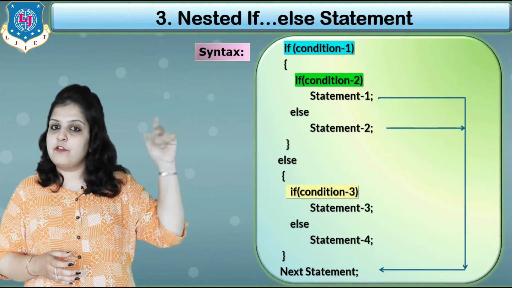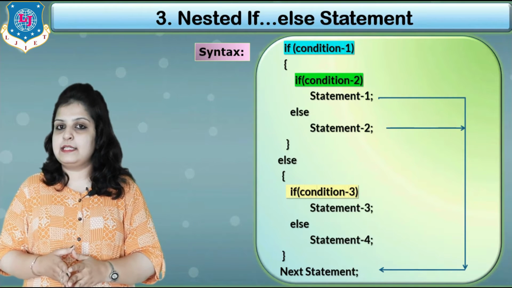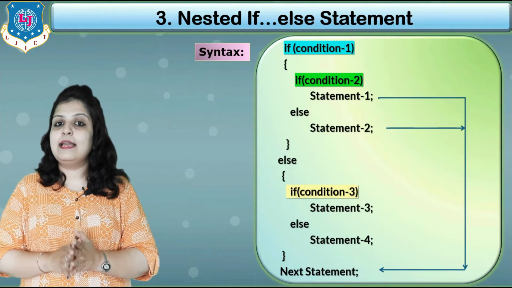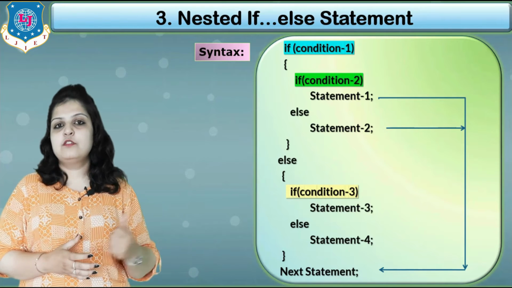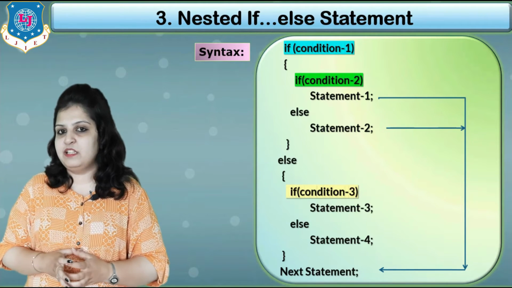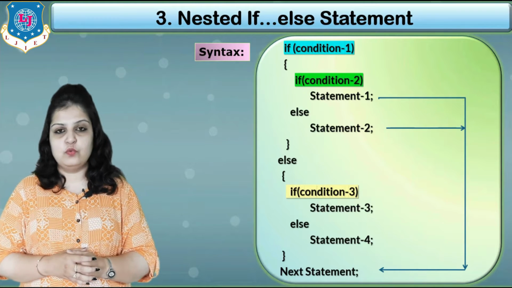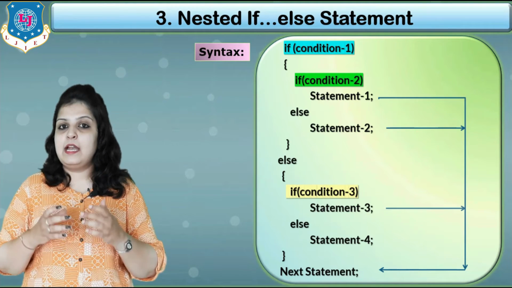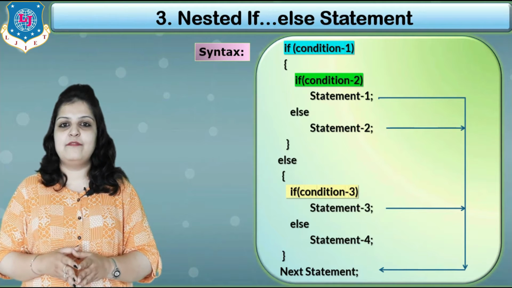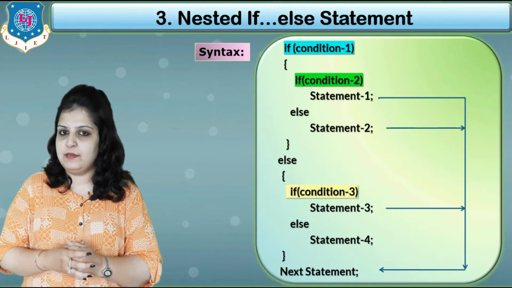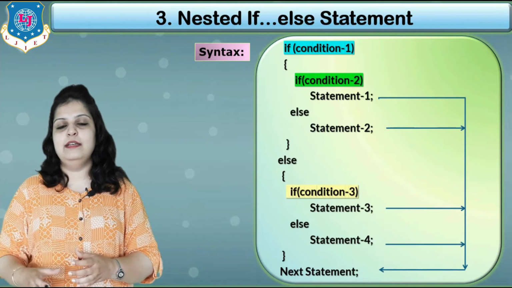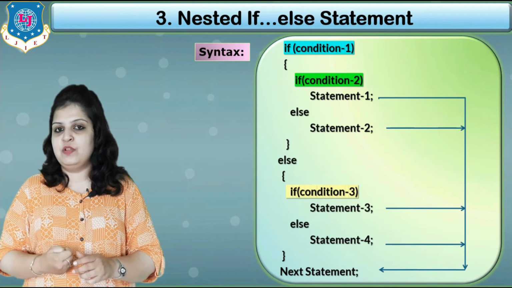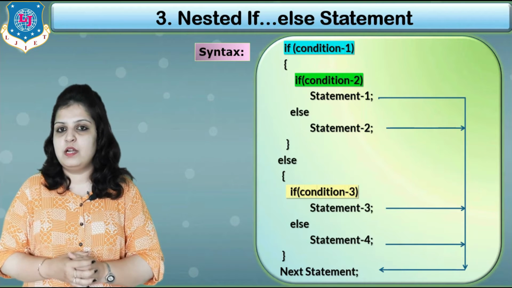But if our initial first condition becomes false, in this case the else part of this main if will be executed, and in this else again I am writing one if and one else. So here this is another condition, that is condition number 3. If this condition 3 is true, then statement number 3 that is associated with this condition will be executed. And if this condition is also false, then in the last else, statement number 4 will be executed and our control goes to the next statement. Here we have 4 different statements, but at a time only one statement will be executed and directly control goes to the next statement.